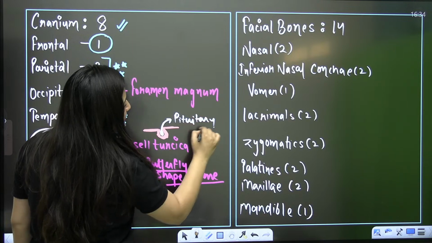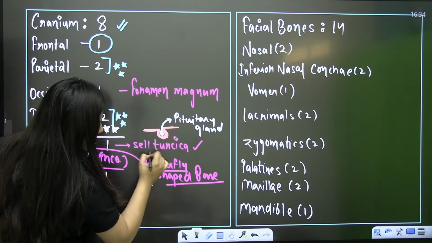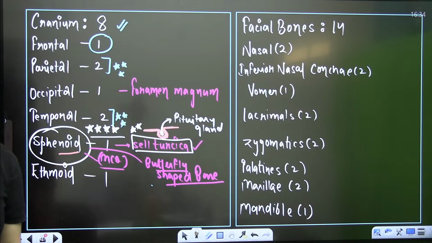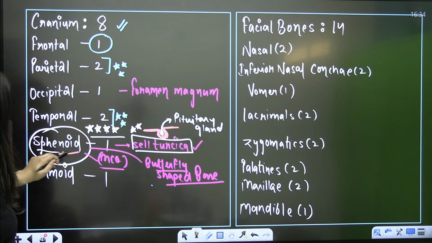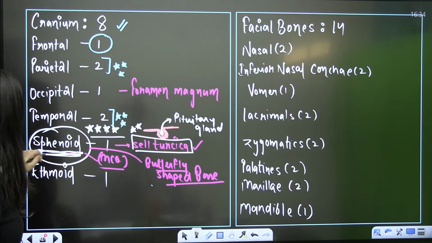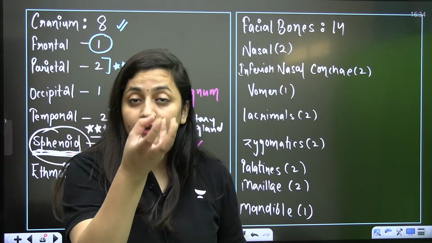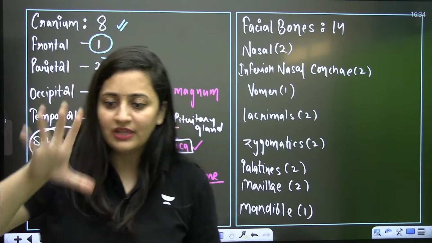Basically, the pituitary gland is present here in this depression, and this bony depression is known as sella turcica, the home of pituitary. Clear? So in total, 8 bones are there. The sphenoid bone is the one which is butterfly shaped, having a depression. That bony cavity is known as sella turcica, where your pituitary gland will lie.